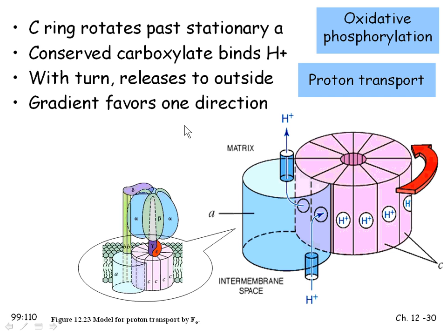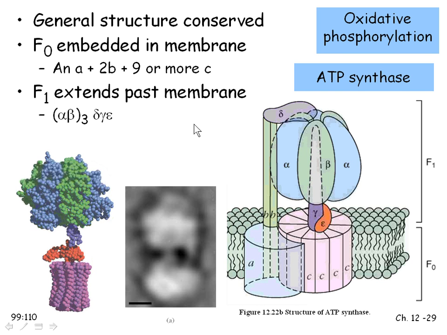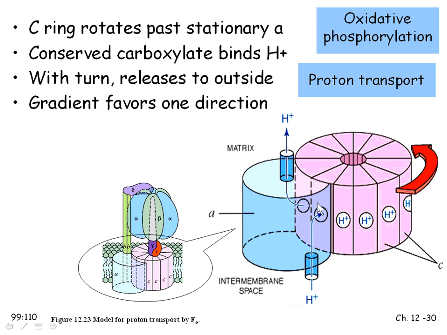Now, in the membrane, in the F0 part, one part is going to rotate, the radially symmetrical part, the C components. That is going to rotate. But the A protein is going to be stationary. It is not going to move. So the ring of C proteins is going to rotate past a standing still A part.